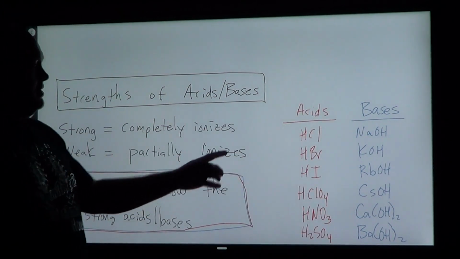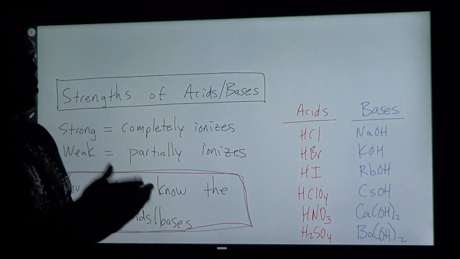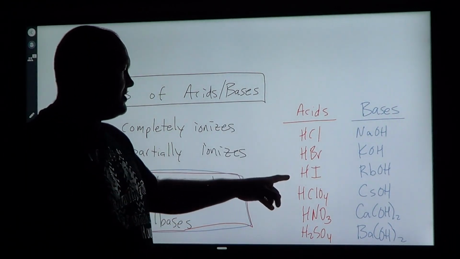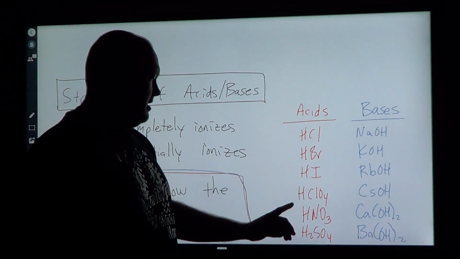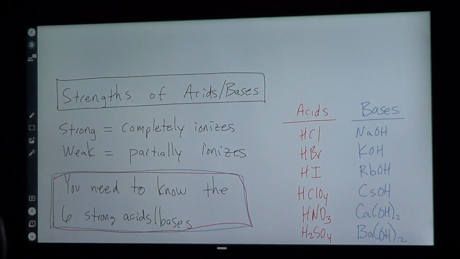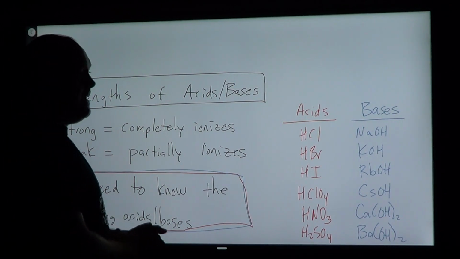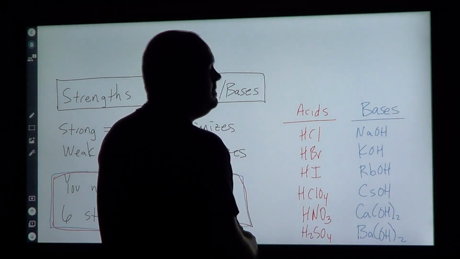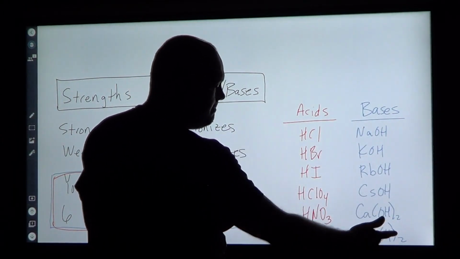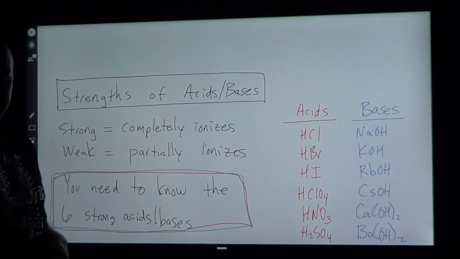The 6 strong acids you have to know by just seeing them are hydrochloric, hydrobromic, hydroiodic, chloric, nitric, and sulfuric acids. So those are your 6 strong acids that you have to know. And then the 6 bases are sodium, potassium, rubidium, cesium, calcium, and barium hydroxides.